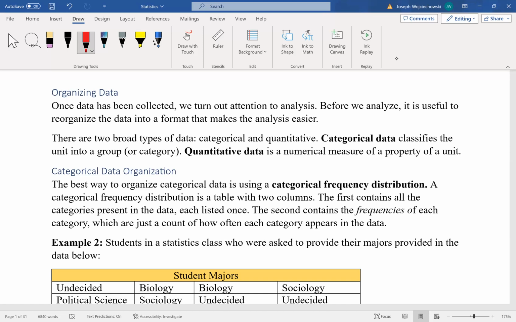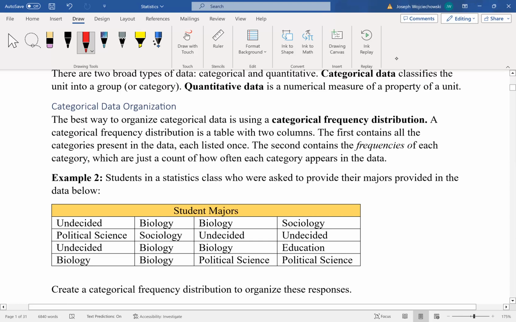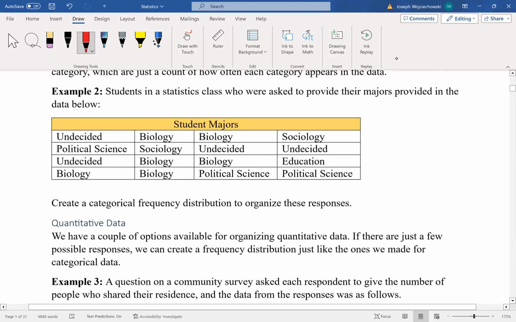So for categorical data, the best way to organize it is to use a categorical frequency distribution, which is a table with two columns. The first contains all the categories present in the data, each listed once. The second contains the frequencies of each, which are just a count of how often each category appears in the data. So students in a statistics class were asked to provide their majors, and it's done below.